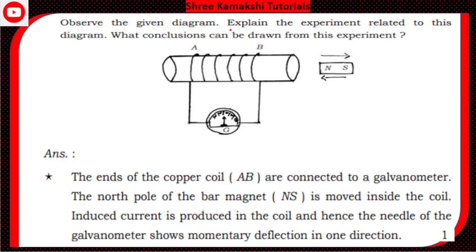Observe the given diagram. Explain the experiment related to this diagram. What conclusion can be drawn from this experiment? The ends of the copper coil AB are connected to the galvanometer. The north pole of the bar magnet NS is moved inside the coil. Induced current is produced in the coil, and hence the needle of the galvanometer shows momentary deflection in one direction.